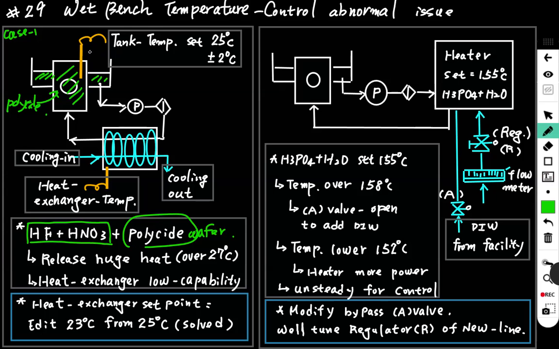We have a tank temperature here, thermocouple here, and we set the temperature at 25 degrees centigrade plus minus 2 degrees, and the over-temperature alarm at 27 degrees.